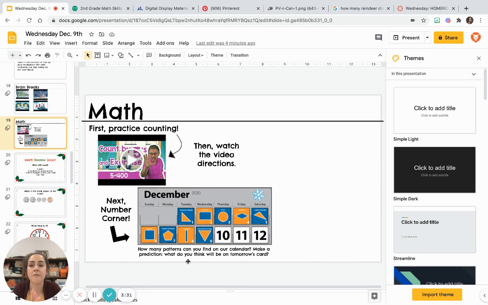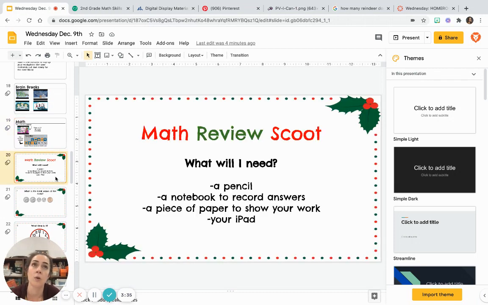Okay, so today for math, you are going to be doing a scoot. And a scoot normally, if we were in school, I would have cards all around and you would have clipboards and you would have a little bit of time at each card to answer a question. Well, not only can we not do that in person, it's just going to look a little bit different because it's online now too. So here are the things you need.